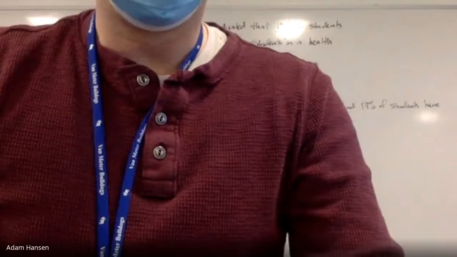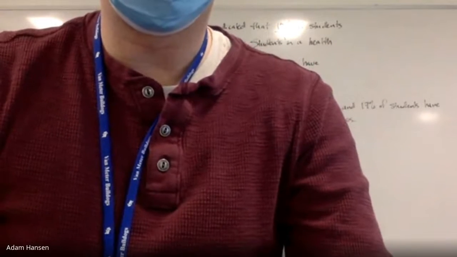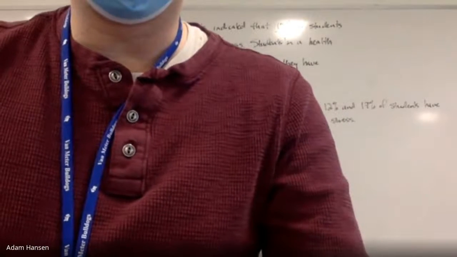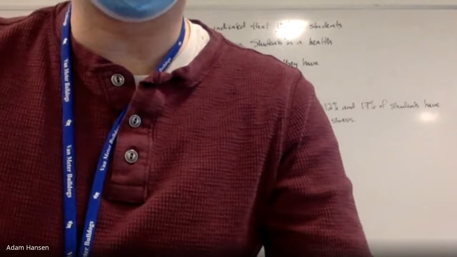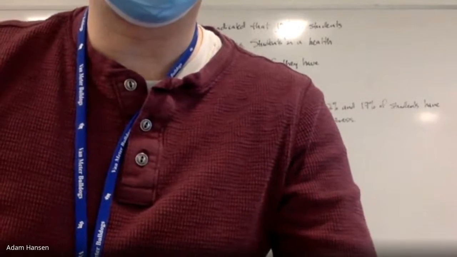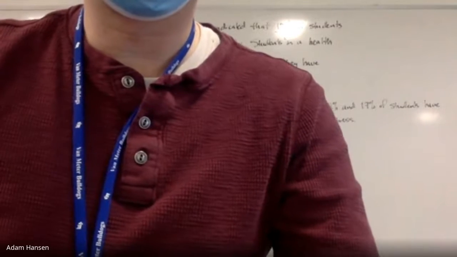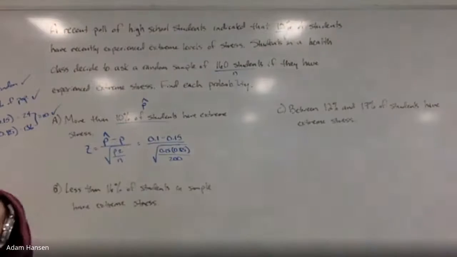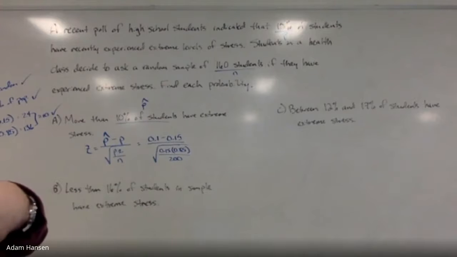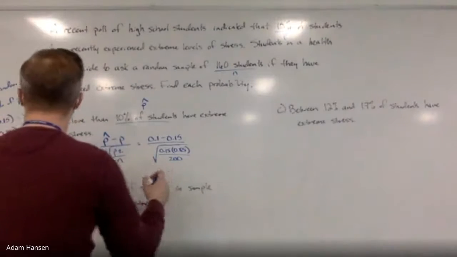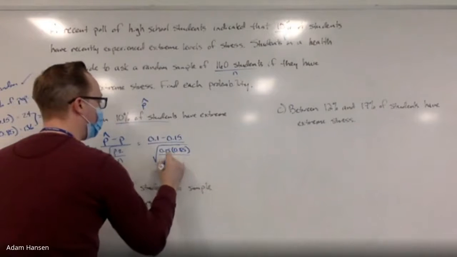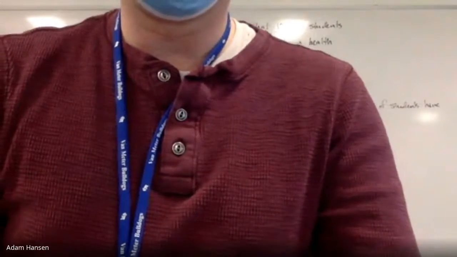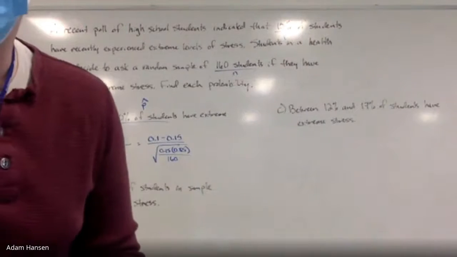All right, so 0.1 minus 0.15 divided by the square root of 0.15 times 0.85. I get a z-score of about negative 1.9. Shouldn't it be 160 students? Oh, where am I getting 200? I don't know. Thank you. You are paying attention. There we go. Now my z-score is better, negative 1.77.